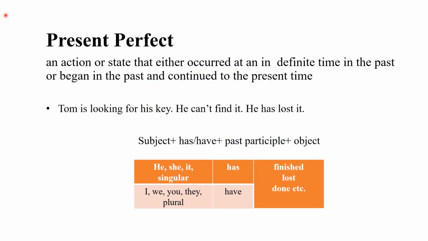The topic of our today's lecture is the present perfect tense. A present perfect tense is a verb tense that describes an action or a state that either occurred at an indefinite time in the past or began in the past and continued to the present time. For example, Tom is looking for his keys. He can't find it. He has lost it.